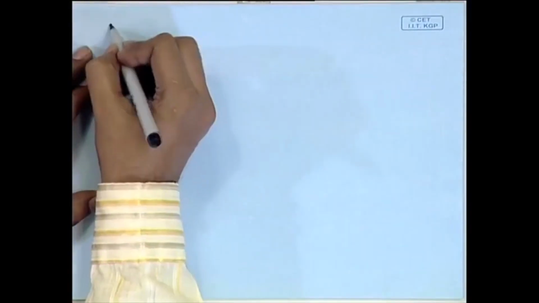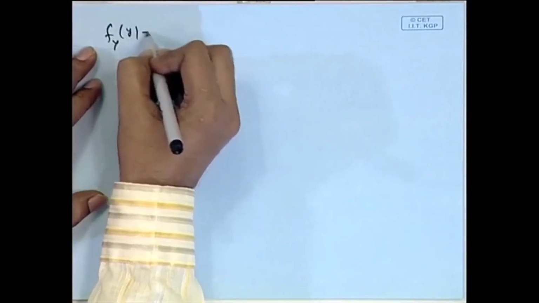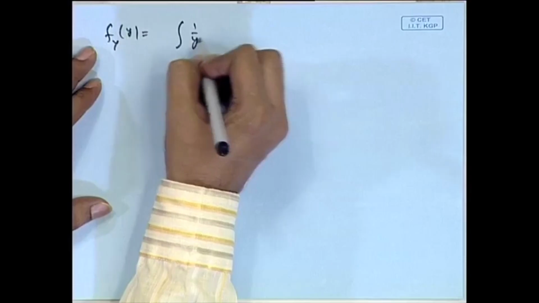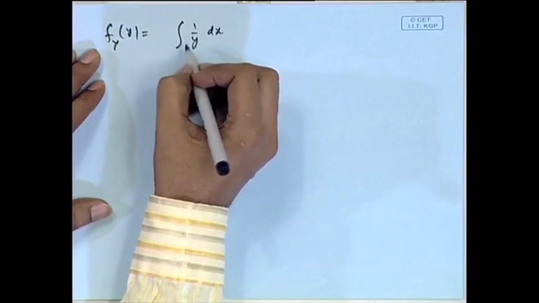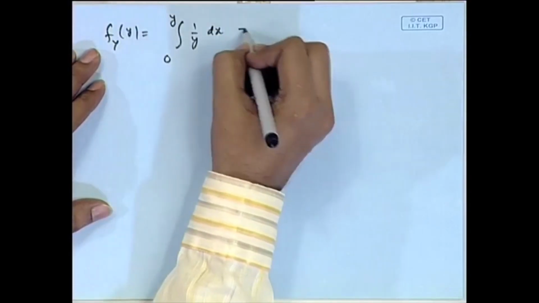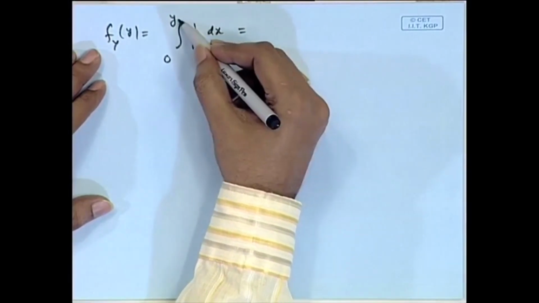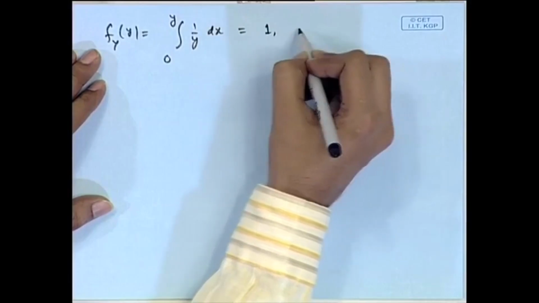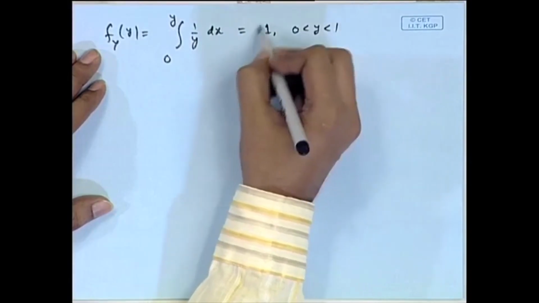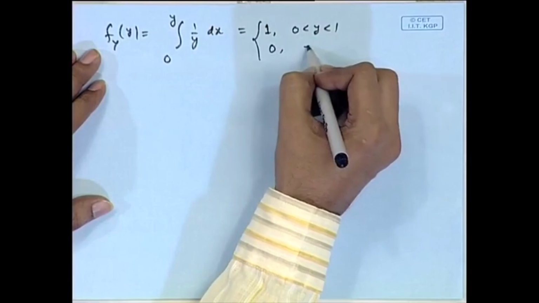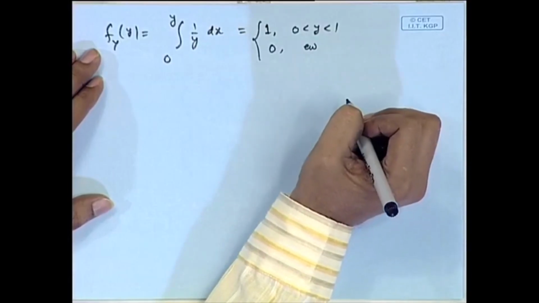Similarly, the marginal distribution of y can be obtained. That is simply x, and therefore we will get y minus 0, that is equal to 1. So, the distribution of y is simply the uniform distribution on the interval 0 to 1.